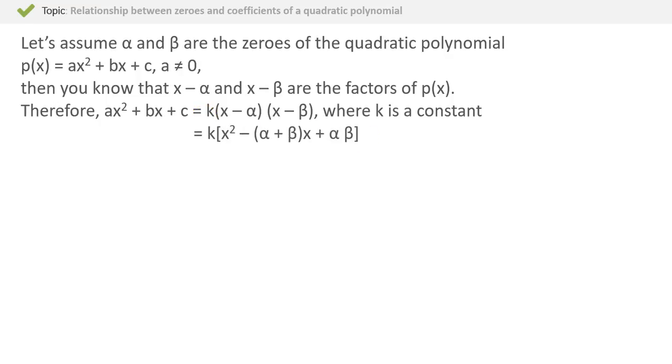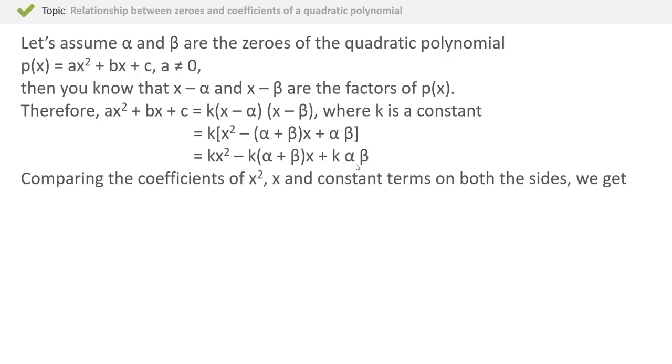Right? So now if you try to expand this, you can multiply these two factors together, and what you get is x square minus (alpha plus beta) x plus alpha into beta. And if you multiply all of them with k, it's kx square minus k(alpha plus beta) into x plus k alpha beta. Now if you try to equate coefficients of x square, x and the constant, what you get is a equal to k, because here ax square, when equated with kx square, gives a equal to k.